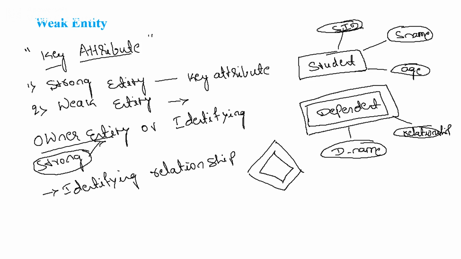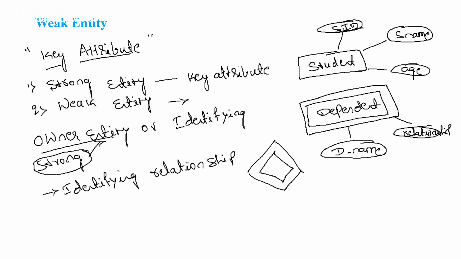I'll repeat the weak entity definition. A weak entity is an entity which does not have a key attribute of its own. The entity type which has a key attribute of its own is called a strong entity type. The weak entity is represented using a double rectangle box, where dependent is one of the weak entity types.